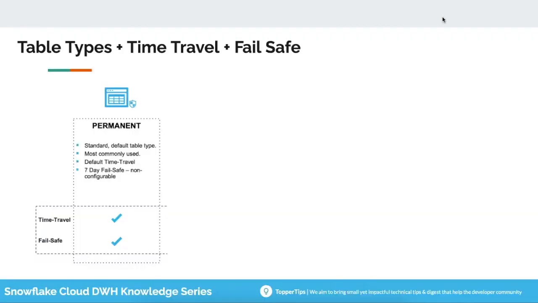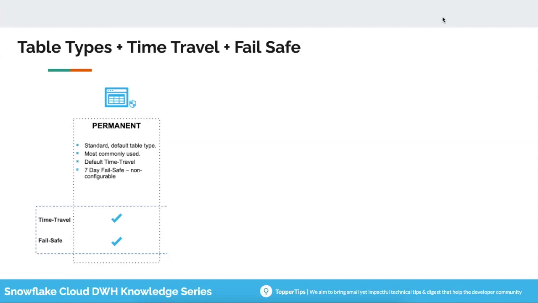So let's understand the types of tables, time travel, and their relationship with the failsafe. We have seen it briefly, but I would like to elaborate this a little more. So we know we have a permanent table. These are basically the standard table and default table, and these are most commonly used, and they have a default time travel of 1 day. You can change it up to 90 days based on what kind of edition you have. And by default, they have 7 days of fail safe, which is non-configurable.